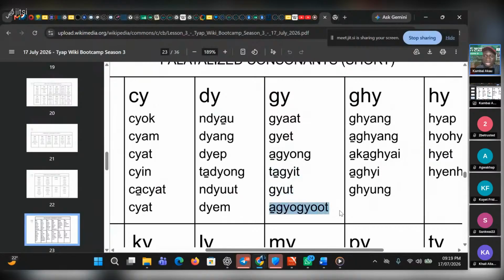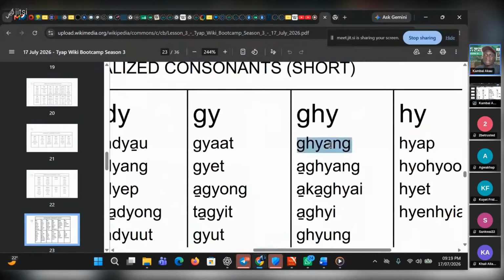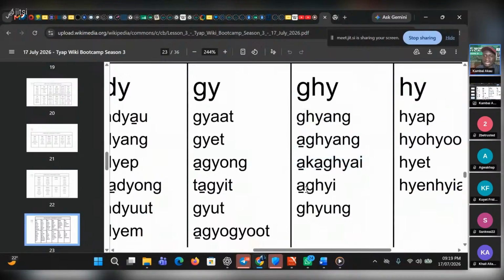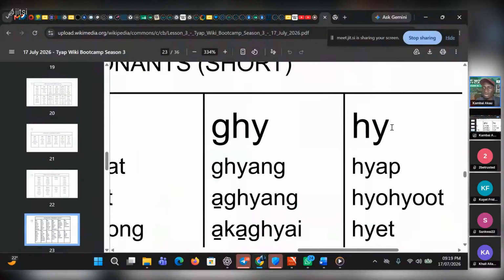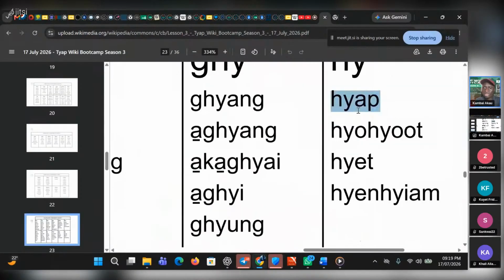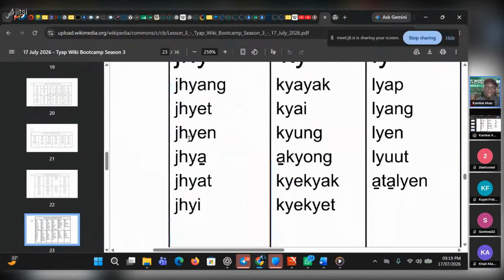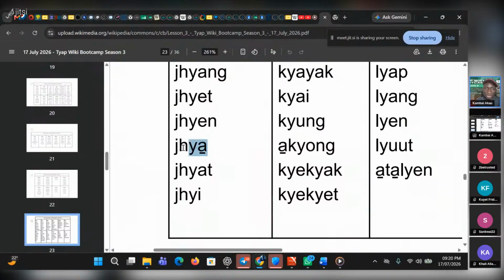Then we have the palatalized R sound. We have yang, we have a yai, we have a yi, and then we have yung. And then we have the palatalized H sound, under which we have examples like hiap, we have hyod, and then we have hiet, and then we have hien, hiam. And then under this palatalized ja sound, we have yang, we have yet, we have yen, we have je, we have yat, and then we have ji.